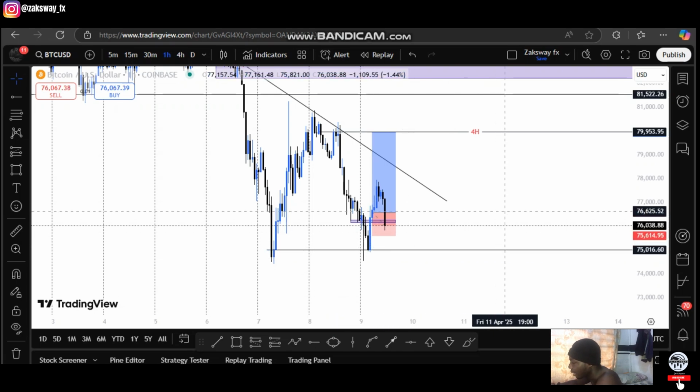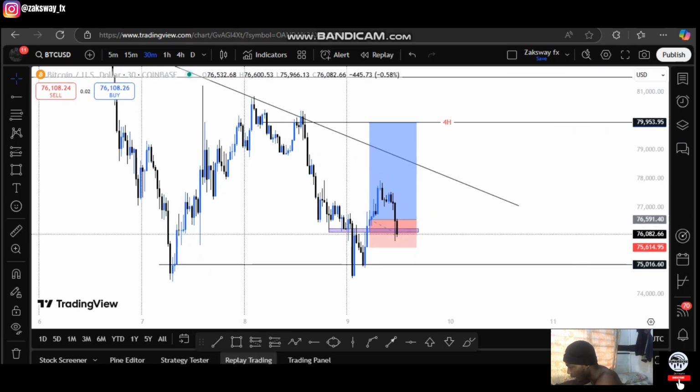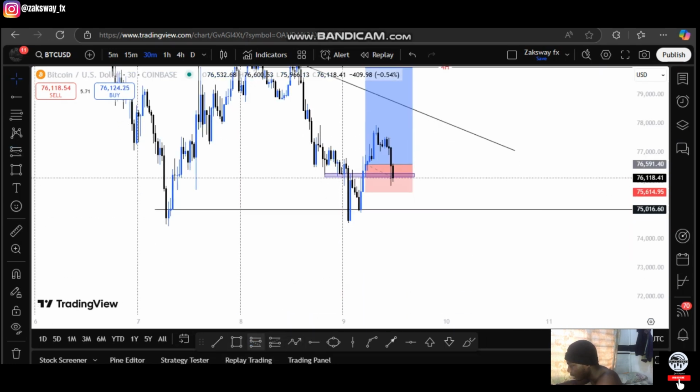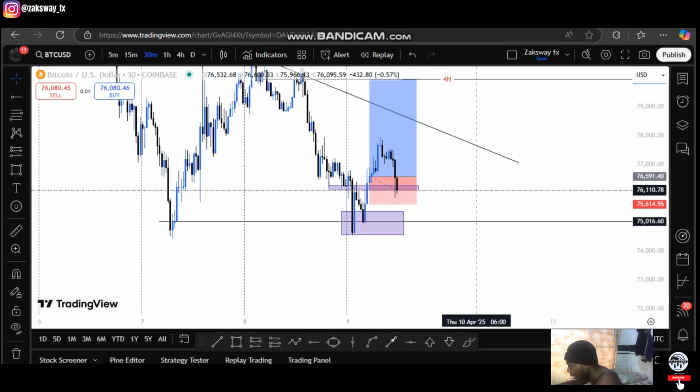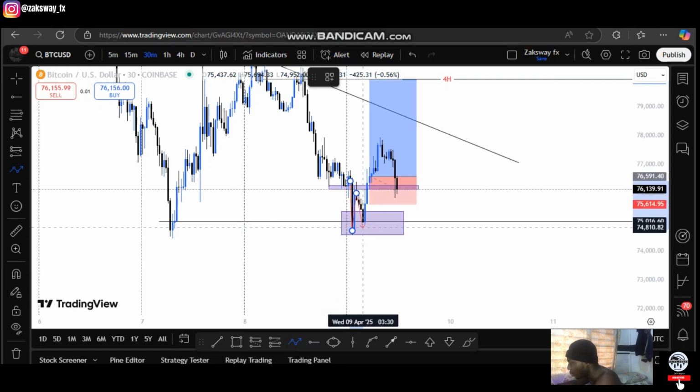Now I needed to get an entry confirmation. So I went to my 30 minutes and then I saw another 30 minutes double bottom formation around here. And so price came down here, went up, gave me something like an equal low, and then it broke above it. So now we just needed a pullback and a retest around this level before I can keep trading the market to the upside.